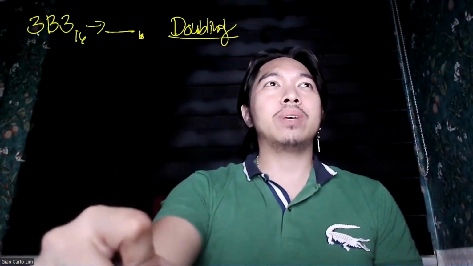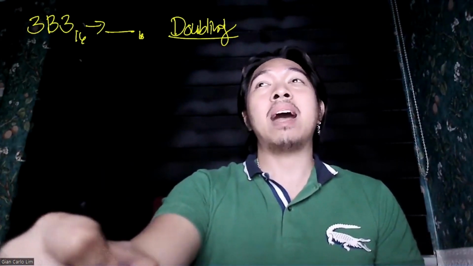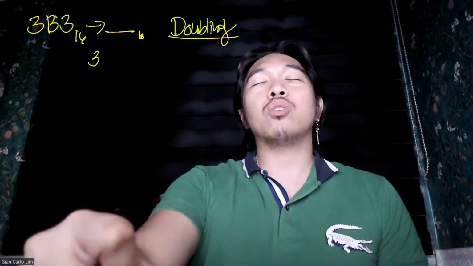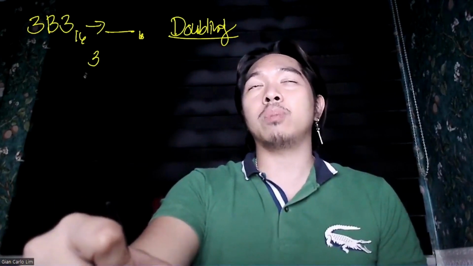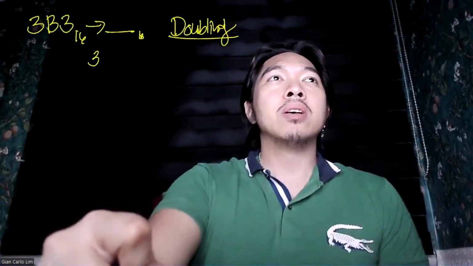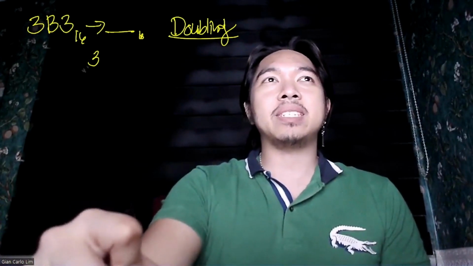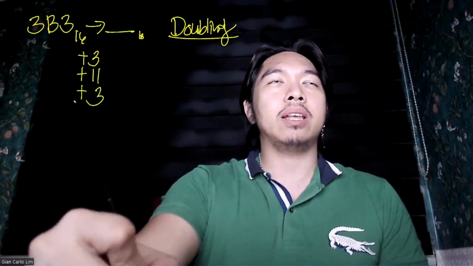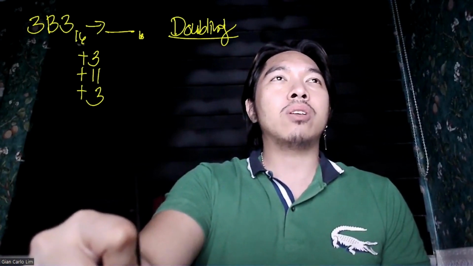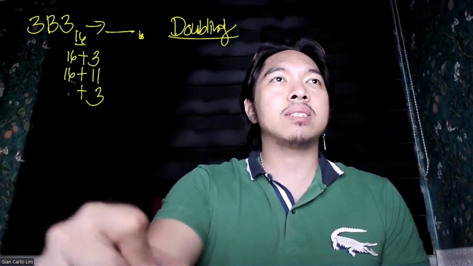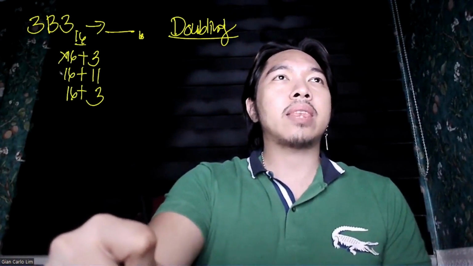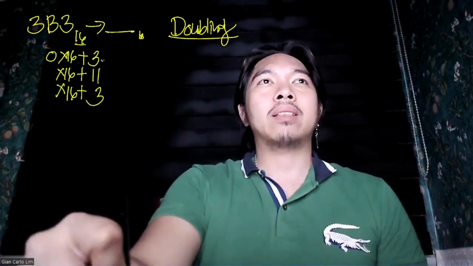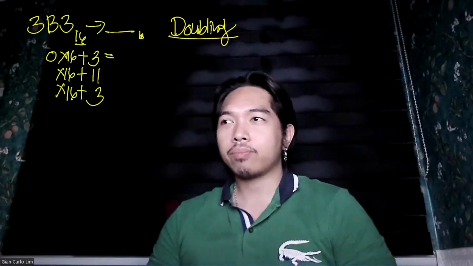Paano yun? We'll just write this ng pa-vertical ulit. Pero keep in mind, yung mga hexadecimal number, dapat i-convert mo siya into a decimal counterpart. So that will be 3, B is 11, and then 3. And then plus, plus, plus ulit. And then yung base natin, 16, 16, 16. Then times, times, times. This would be 0 ulit by default.